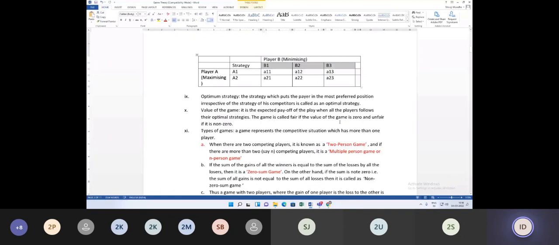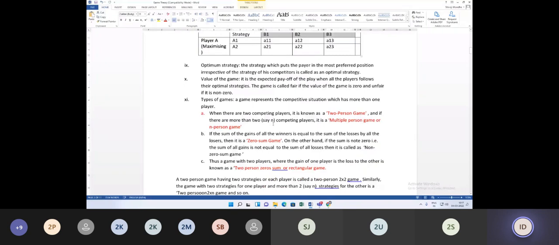Keep in mind, as I said last time in MCQ questions, the game is called fair if the game value is zero, and unfair if it is non-zero. That means if the final calculated value is zero, then it is a fair game. If the final calculated value is either less or more than zero, either plus or minus, then it is called an unfair game.